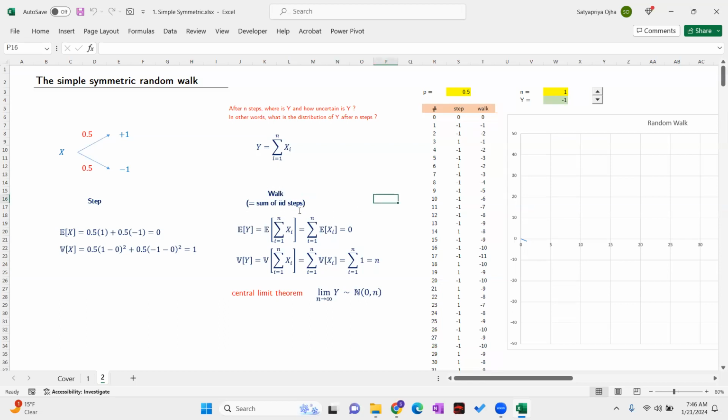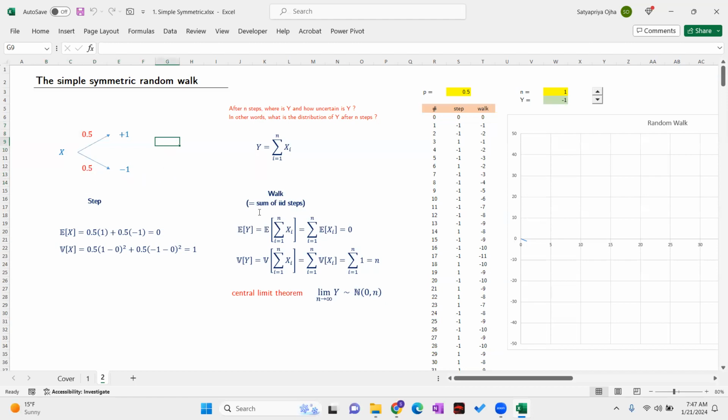What does IID stand for? Anyone, quickly? Sum of IID steps. What does IID stand for? Independent and identically distributed. Correct. So IID means every step will follow this distribution. Identical means every step will have the same distribution: 0.5 probability for +1, 0.5 probability for -1.